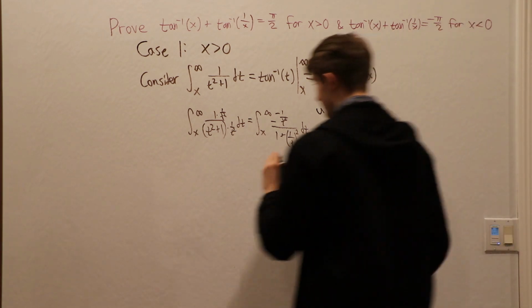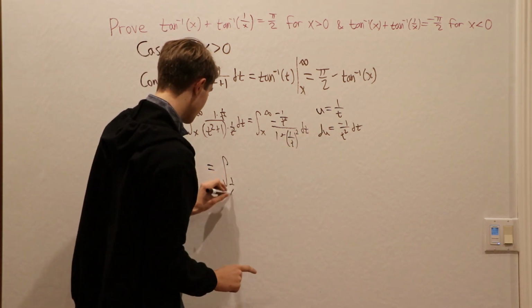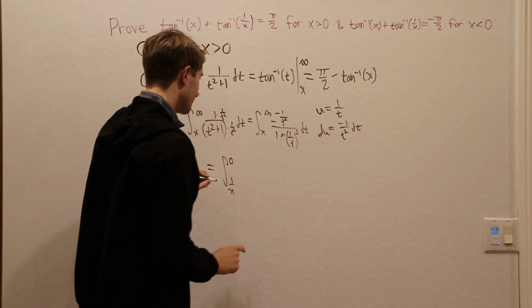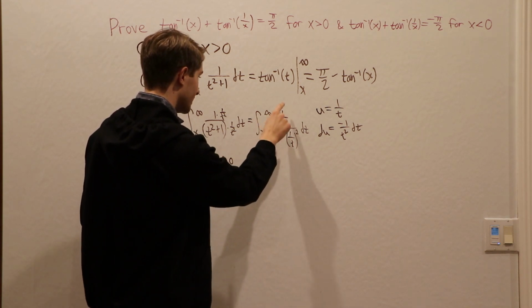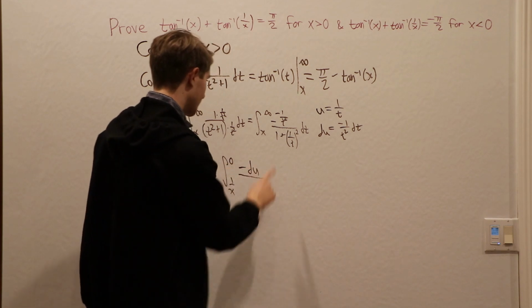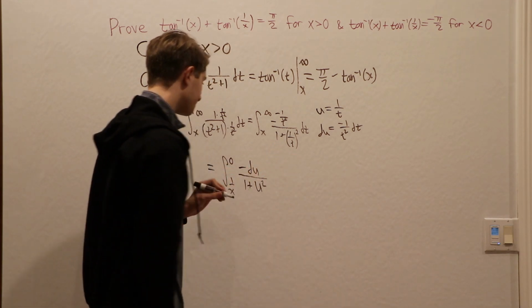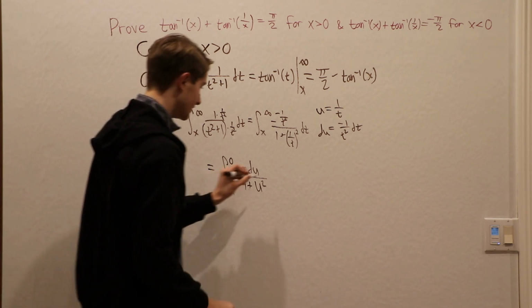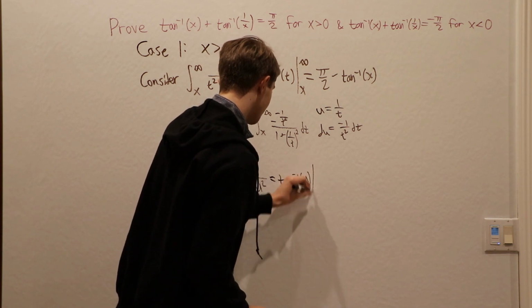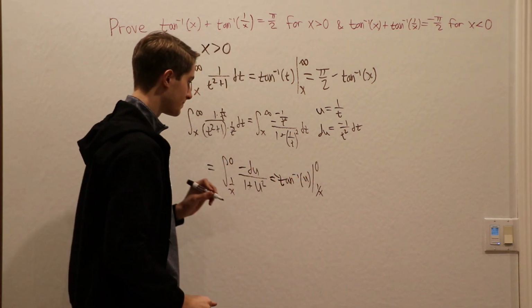We can plug this into our integral. On the lower bound, we plug in x here and get 1 over x. And then on the top, 1 over infinity is just 0. And then here we have negative, and then this negative 1 over t squared dt is du. And then on the bottom, 1 plus, this is u squared. And again, we can evaluate this as the inverse tangent of u at 0 and 1 over x, this time with a negative in front.